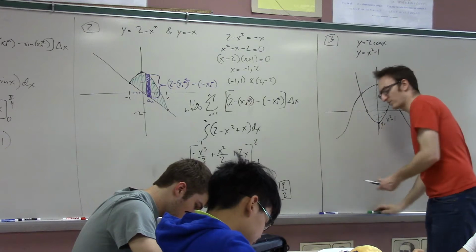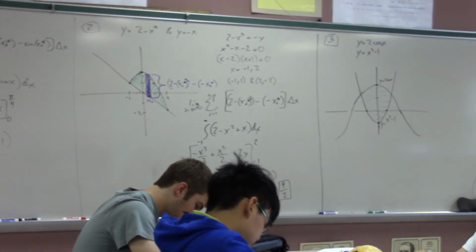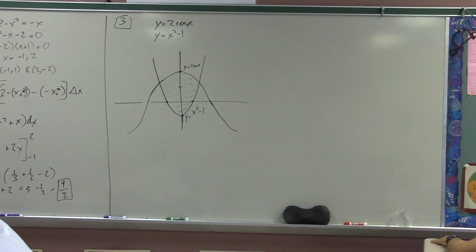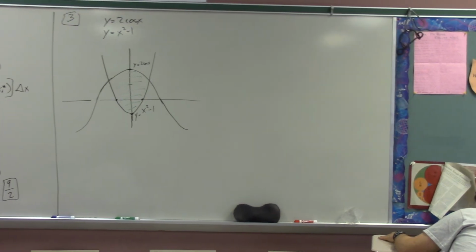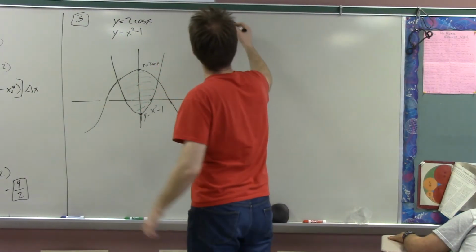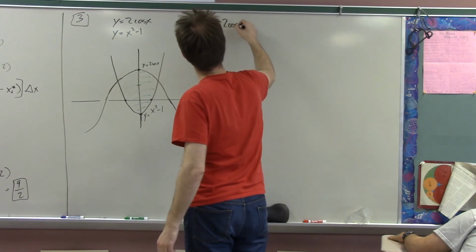To find the points of intersection. What's wrong with finding the points of intersection between y equals x squared minus 1 and y equals 2 cosine x? It's hard, like it's impossible. Yeah, so there's actually some interesting things going on here.